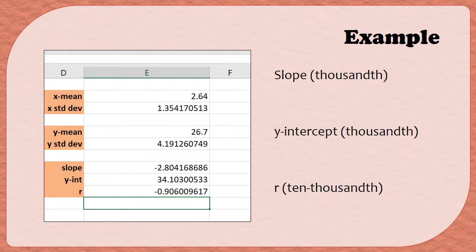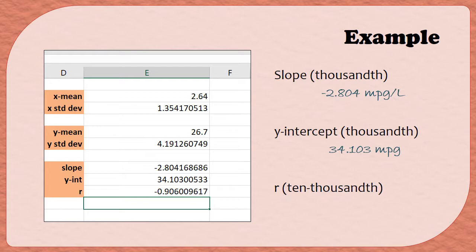As before, we want to summarize these values as we've been asked to report them. So the slope to the nearest thousandth is going to involve that negative 2.804168686 number. Remember that the slope units are units for y per units for x, meaning our units are going to be miles per gallon per liter. To the nearest thousandth, we end up with negative 2.804 miles per gallon per liter. For the y-intercept, again, we're going to round to the nearest thousandth, but the units for the y-intercept are just the same as the units for y. So, rounding to the nearest thousandth, I get 34.103 miles per gallon.